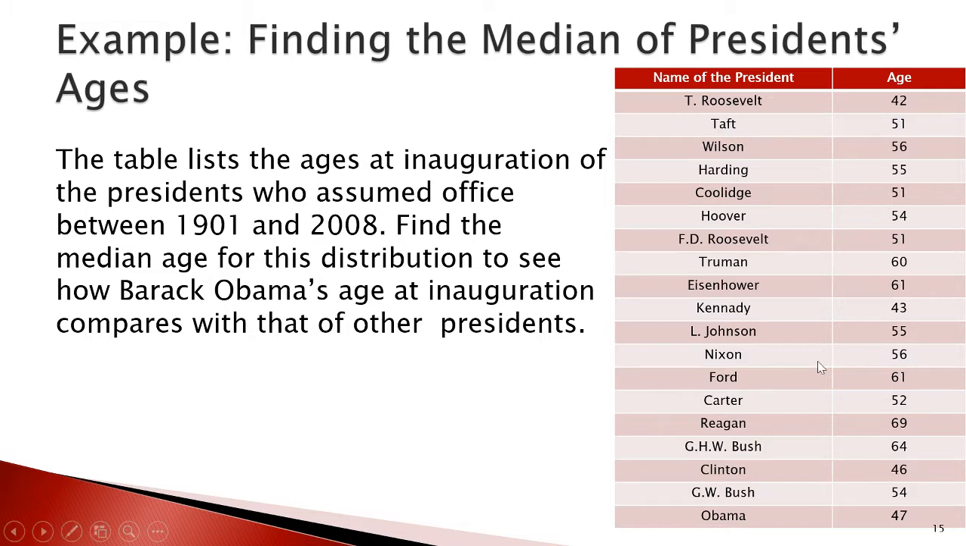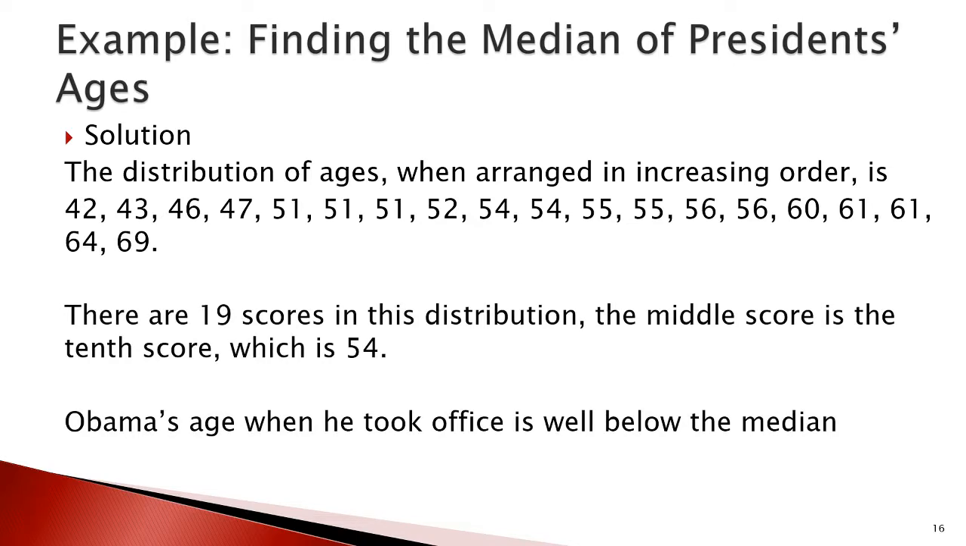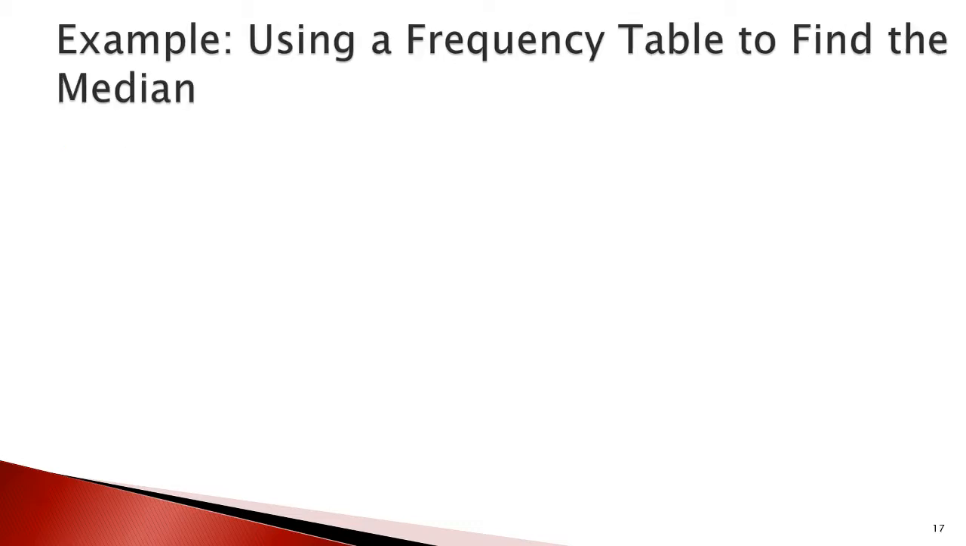As you can see, we can arrange this distribution of ages in increasing order like this, right? So there are 19 scores in this distribution. The middle score is the 10th one, which is 54. So Barack Obama's age when he took office is well below the median. Likewise, you should always write your conclusion about what you have found here. Next one.